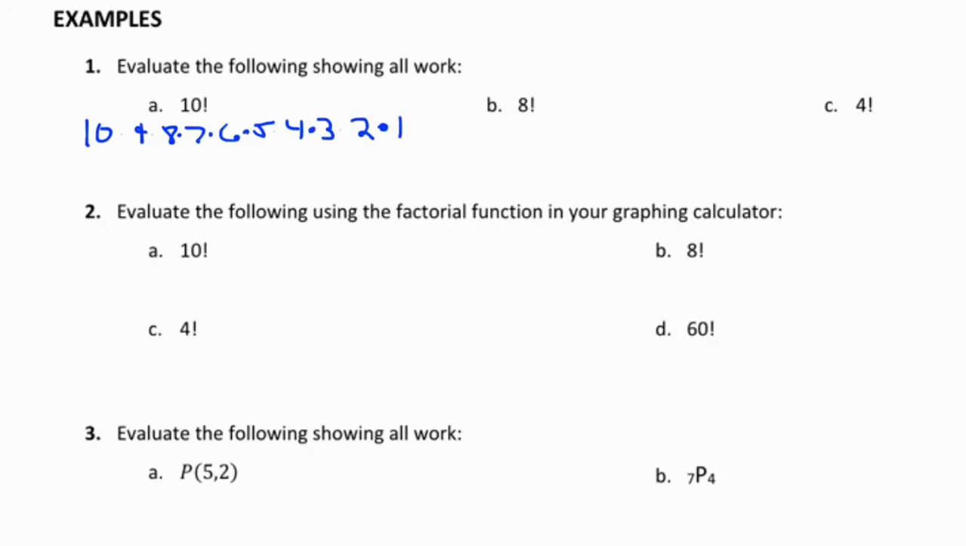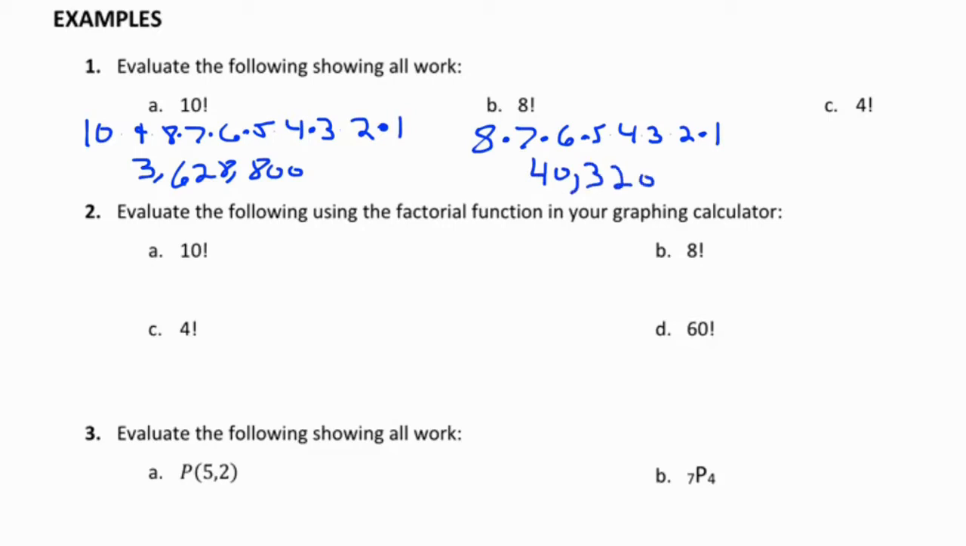So if I did 10 times 9 times 8 and so on and so forth and multiply all this out, that would give me 3,628,800. Okay? So now 8 factorial. So 8 factorial means I'm going to multiply 8 times everything below it. So if I multiply those all the way through, you would get 40,320. And then lastly, 4 factorial, what that means is I'm going to do 4 times everything below it. 4 times 3 times 2 times 1 is going to equal 24. So that's the way you can work it out longhand.